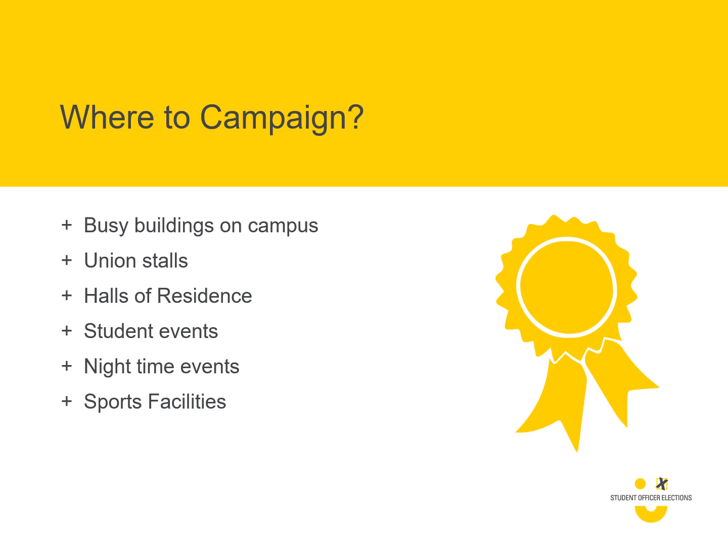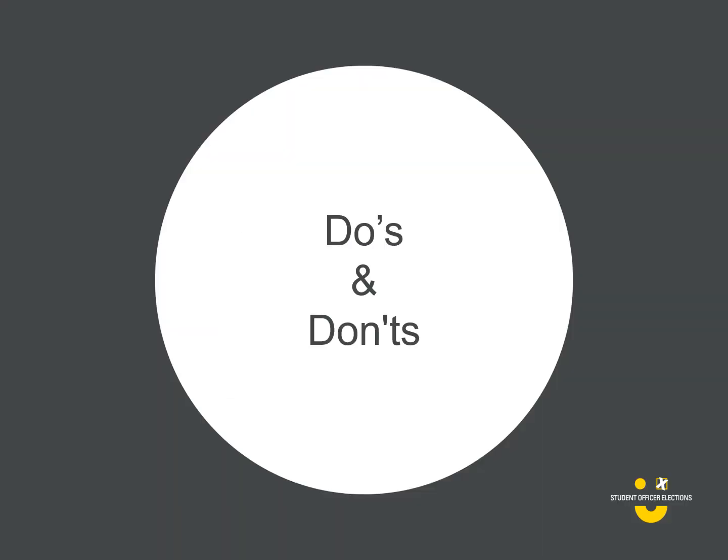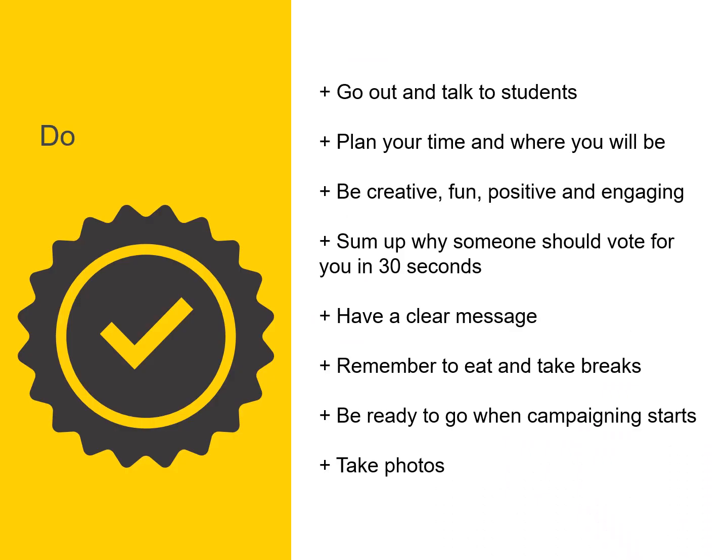And don't forget to check out our sports facilities. Familiarise yourself with which sports teams are playing on Wednesday afternoons and go along to speak to students who are there watching. Lastly, we'll look at our top do's and don'ts. Do go out and talk to students on campus. This is by far and away the most effective method of getting students to vote for you.